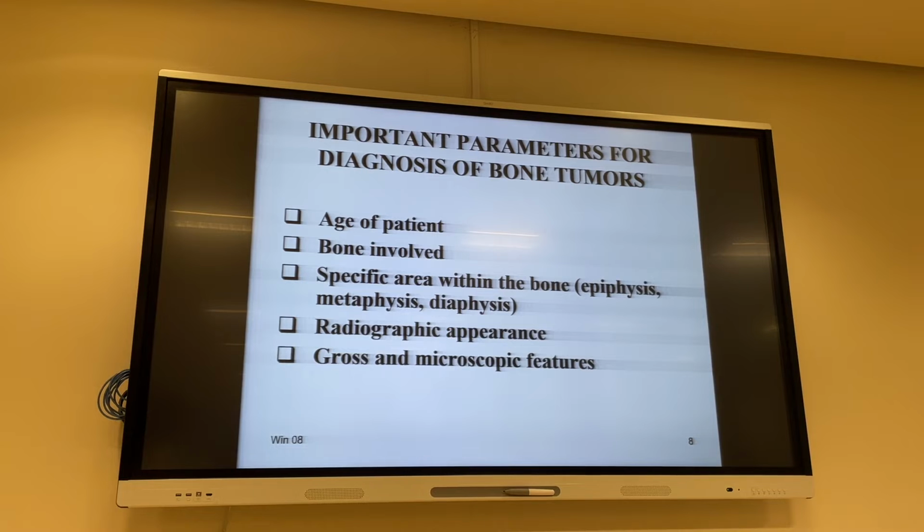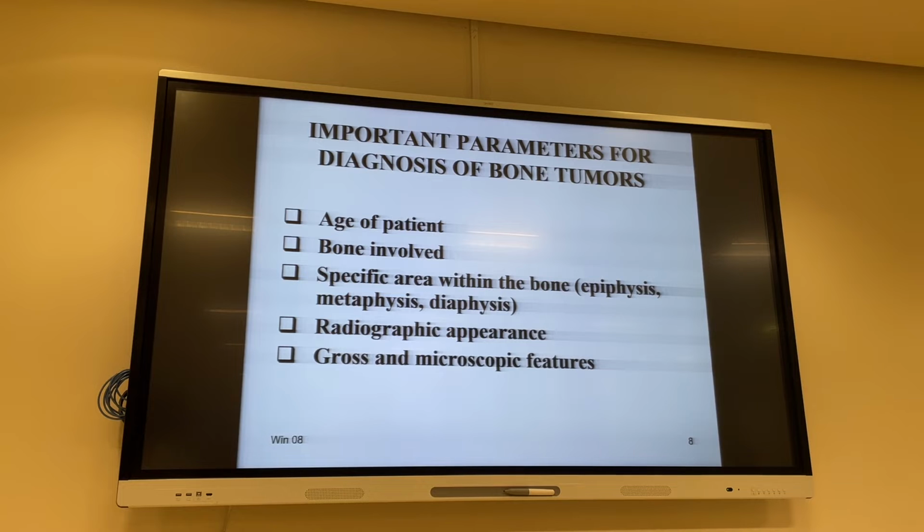So the age of the patient is something that you need to keep in mind. The sex of the patient is important. You will see that the majority of tumors happen in males. The majority of bone tumors happen in males, with the exception of the giant cell bone tumor, the osteoblastoma. That is more common to happen in females, middle-aged females.